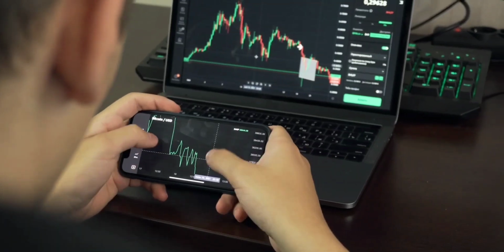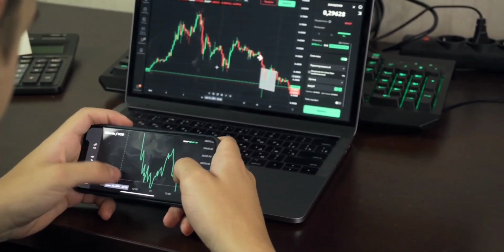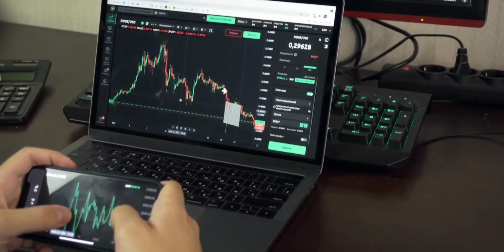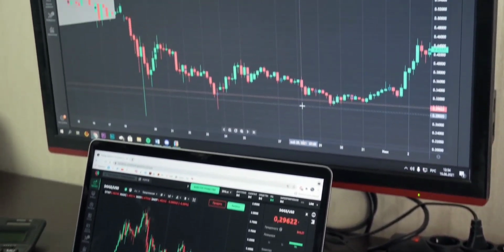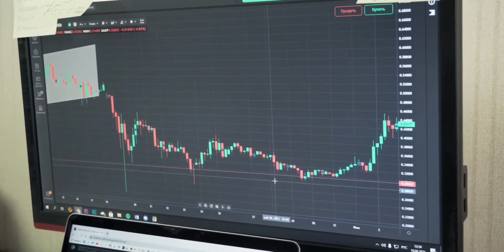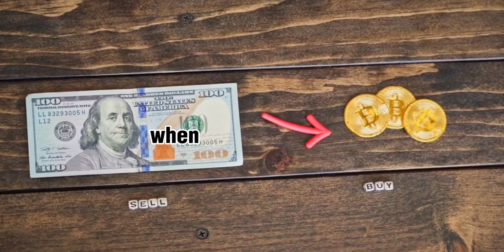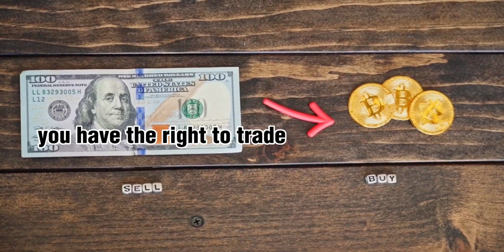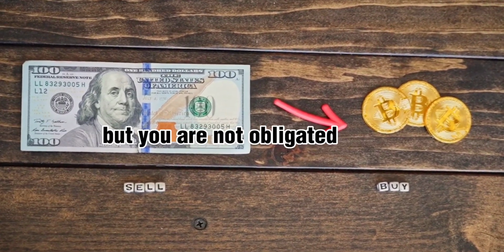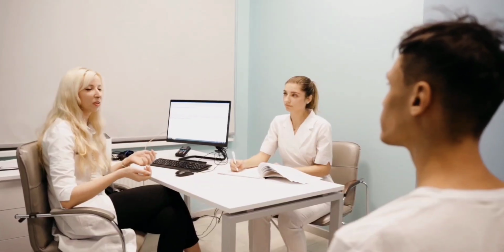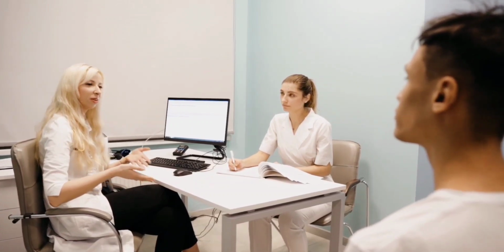These instruments are called option contracts and are linked to an underlying asset such as a stock or another security. They have a set time period, which can range from a day to a couple of years. When you buy an option, you have the right to trade the underlying asset, but you are not obligated to do so. This is known as exercising the option.